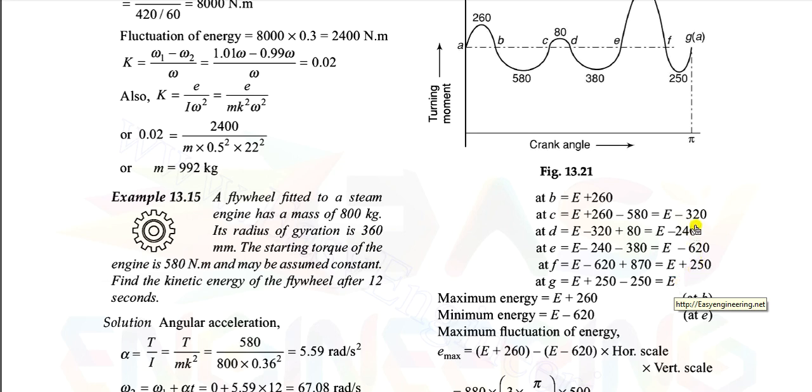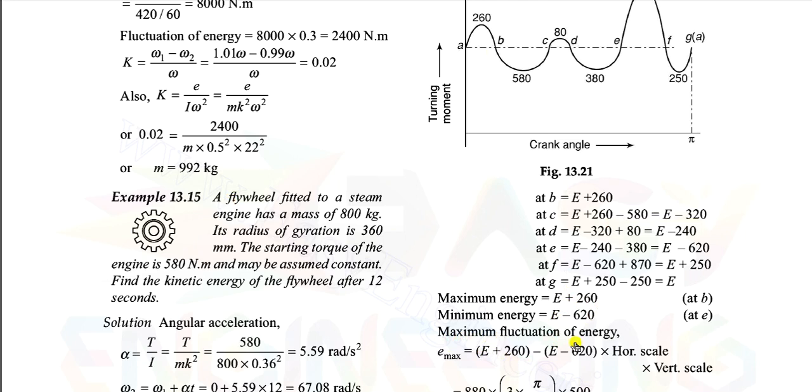Now among this we can see what is the maximum energy. At B the energy is maximum, which is E plus 260, and what is the minimum energy among all these? The minimum energy is at E, which is E minus 620. So what is the maximum fluctuation of energy? Maximum fluctuation of energy is maximum energy minus minimum energy.